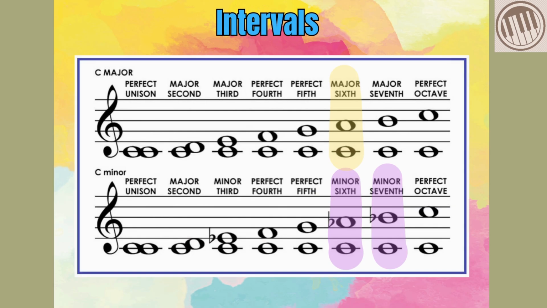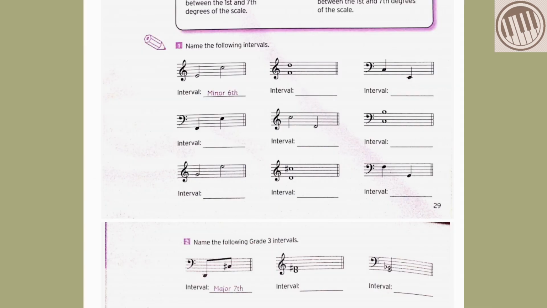This is because the C minor scale has the relative major key of E flat major, where we have B flat, E flat, and A flat in our key signature. Let's take a look at your exercises on page 29. The first question, you have to name the following intervals.